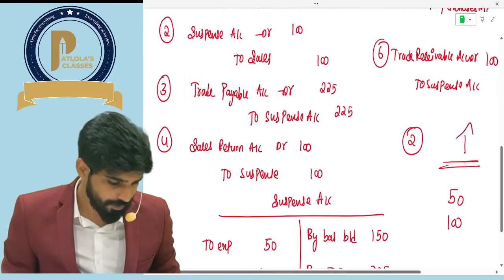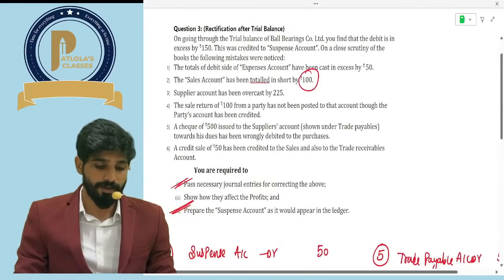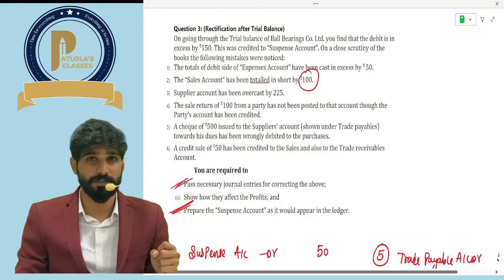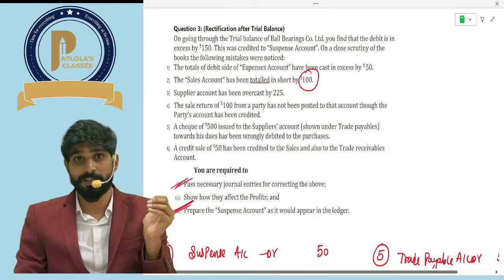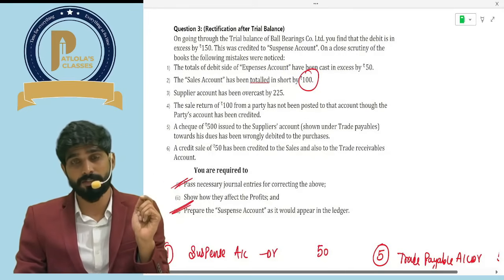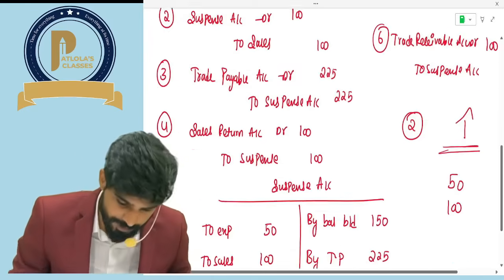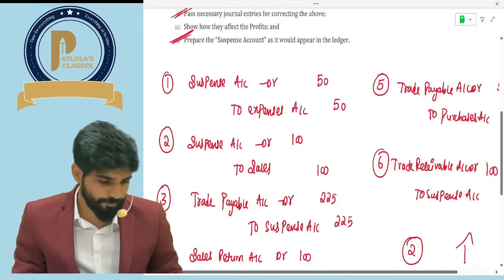Next, coming to the fifth one. A check of 500 issued to suppliers has been wrongly debited to purchase. Oh, this has an impact on your profit because it is unnecessarily taken as purchase. Since you have unnecessarily taken it as a purchase, your profit was less. Now that you are cancelling the purchases, will your profit increase? Yes, your profit will increase by 500. Okay, next, the last one.